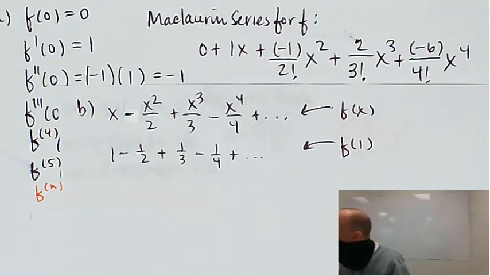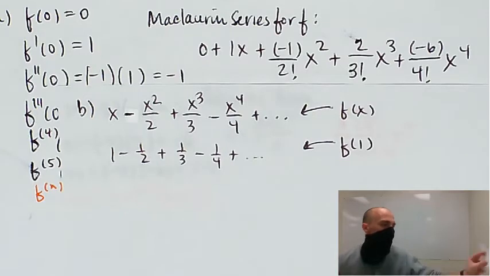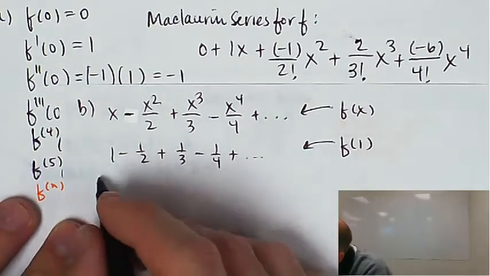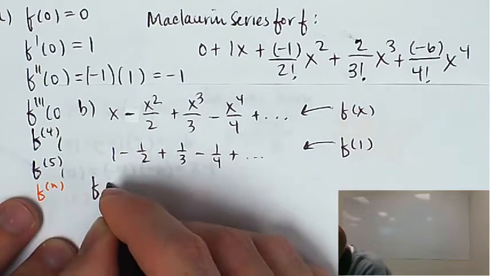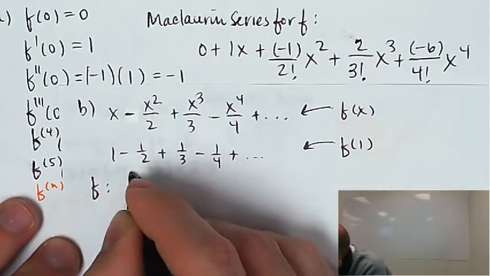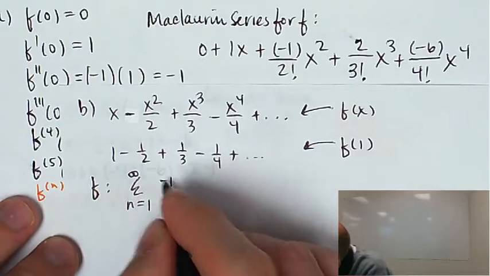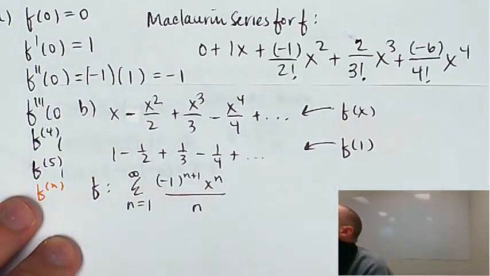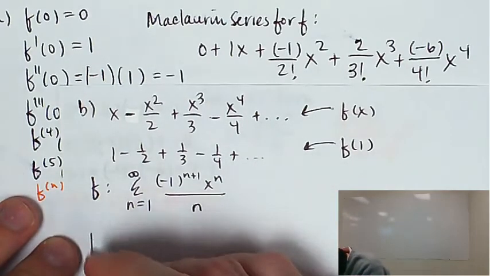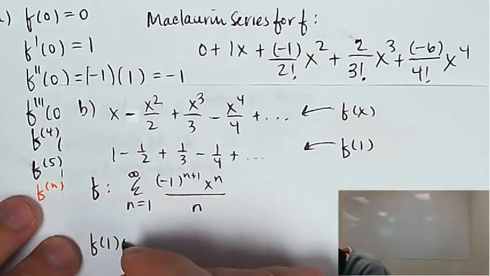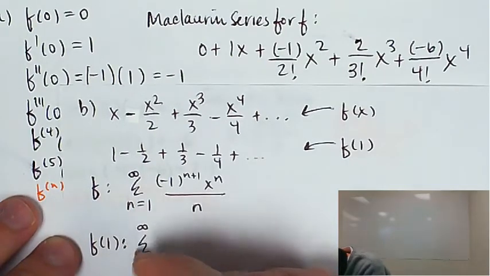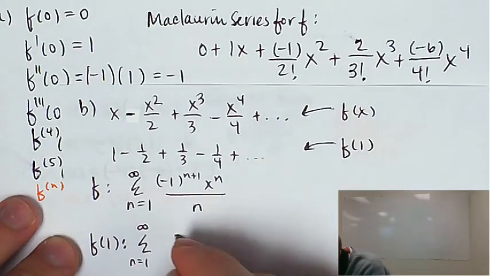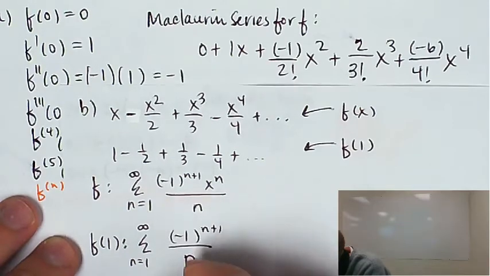So what did I say when I worked this earlier? Okay, Maclaurin series, I actually wrote it in summation notation. So the Maclaurin series for f is the sum from n equals 1 to infinity, because there's no constant term, -1 to the n plus 1, x to the n divided by n. I used the general term I wrote in part A. That was maybe smart. f of 1 is given by the sum from n equals 1 to infinity of -1 to the n plus 1 divided by n.